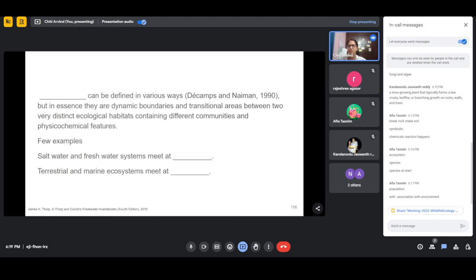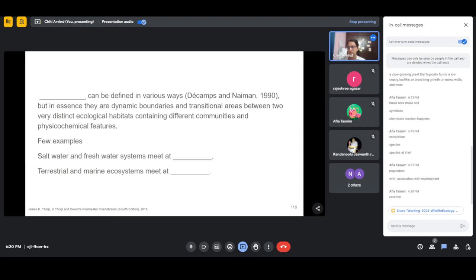And a few examples of such associations have been defined as: saltwater and freshwater systems meet at a dash, terrestrial and marine ecosystems meet at a dash. These are also names of the word that has been defined in the first blank out there. Does anyone have an idea? Okay, Afia says ecotone. What about the others? Anybody else?